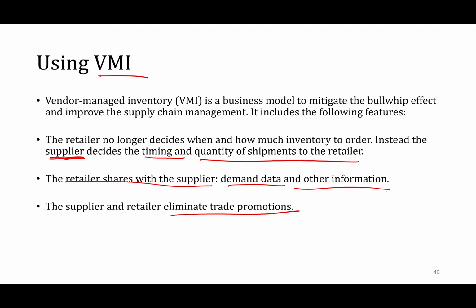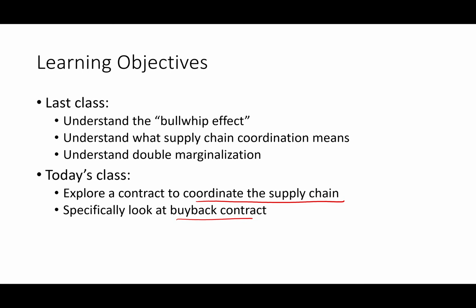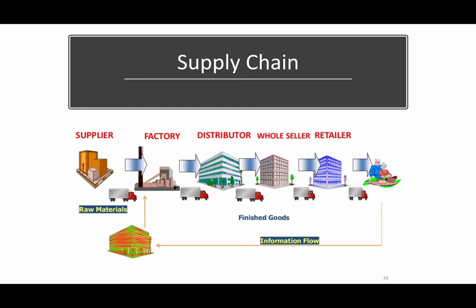Okay. And we will see that vendor managed inventory is also a great way of managing incentive conflicts, which is where we are going next, right? Okay, so we understood the bullwhip effect. Then next up, we understood what supply chain coordination means, and then double marginalization, right? Because it's been a while since we met, I'm going to go over both supply chain coordination as well as double marginalization briefly, just to help you come up to speed for what we did in the last classes.